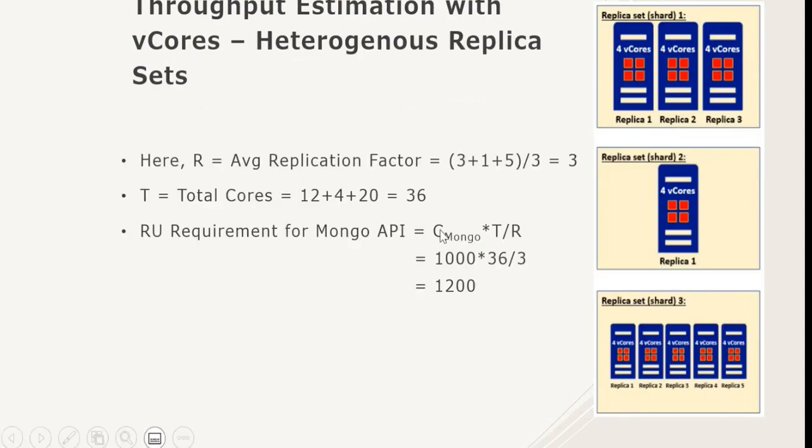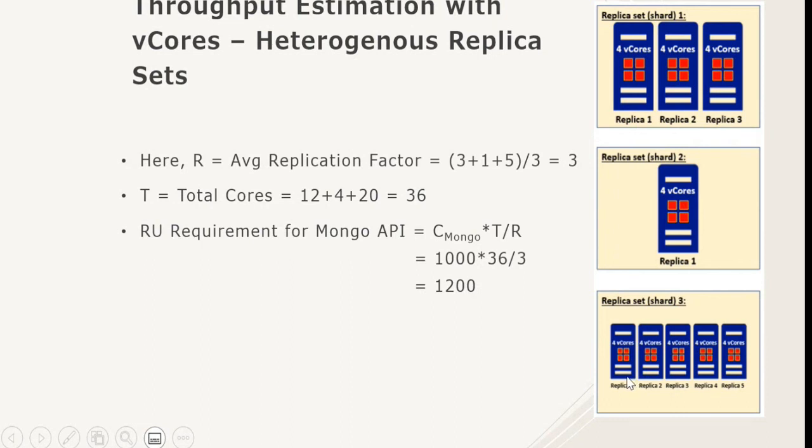So in this example, we'll consider a case of heterogeneous replica sets. We have 3 different replica sets, and in each of them there is a different number of replicas. In the first replica set we have 3 replicas, in the second replica set we have one, and in the third replica set we have 5 replicas.